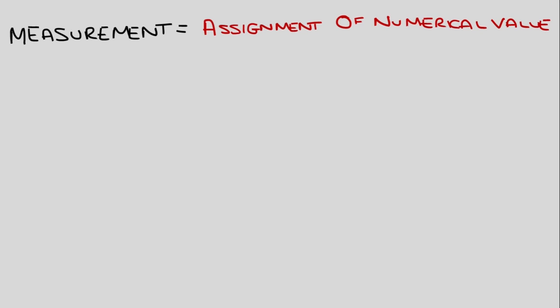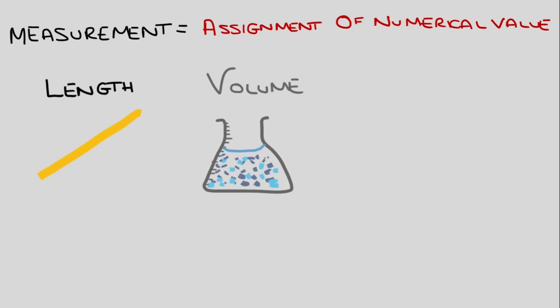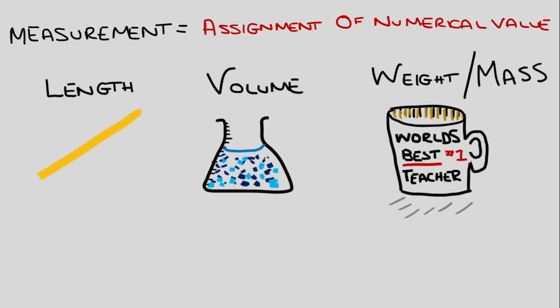Let's start by introducing units of measure. To begin, let's define what a measurement is, what it actually means to measure something. So in science, a measurement is the assignment of a numerical value to an object's physical property. Measuring physical properties such as length, volume and weight or mass are very common. For example, you might want to know the length of a line, the volume of a beaker, or the weight of a mass or a solid.